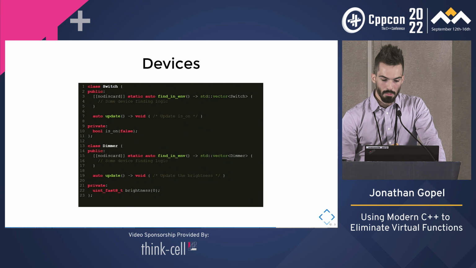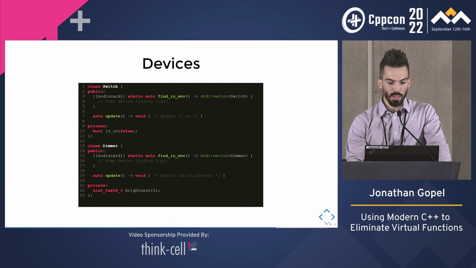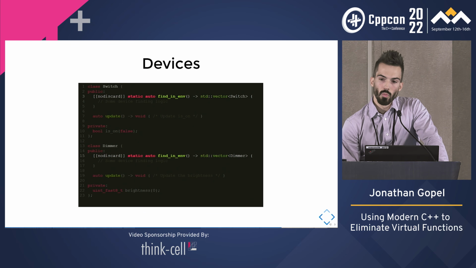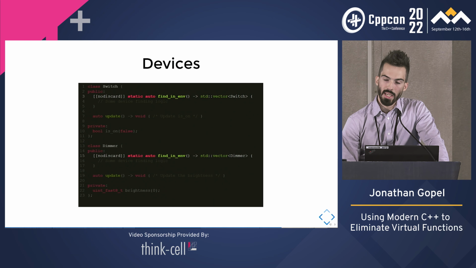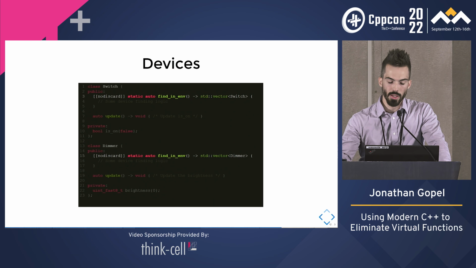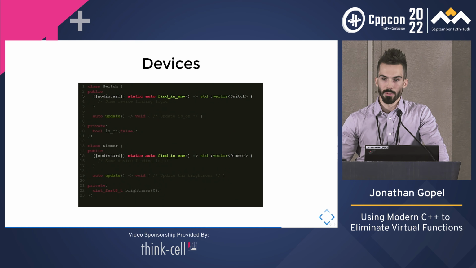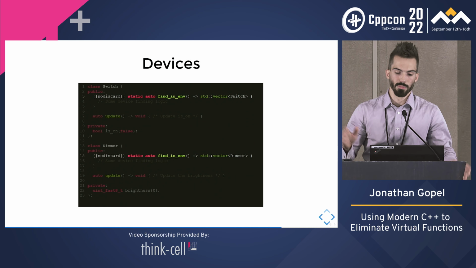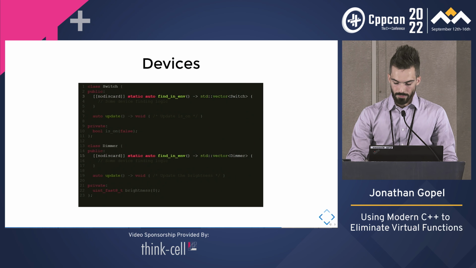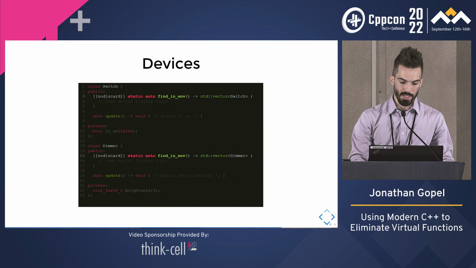Our devices are largely the same. The one thing I will call out here is that we're not returning a pointer to base of any sort. We're not returning a vector of pointers to base. We're returning just a vector of the things that we have. If we wanted to introduce that level of indirection here, we could hide it behind a pointer inside our implementation. That's not a problem, but we're not forced into it. So we end up with more exact types.